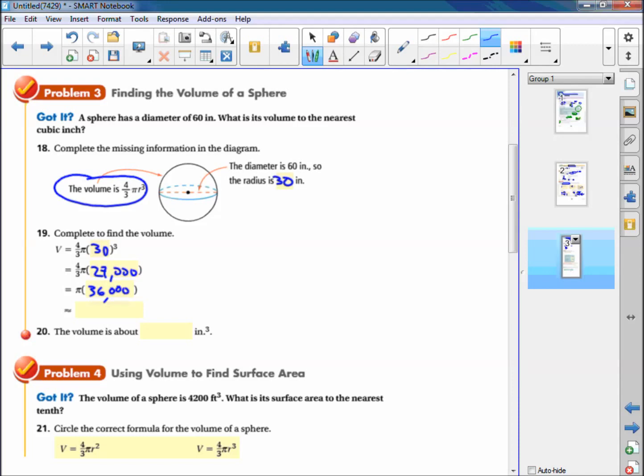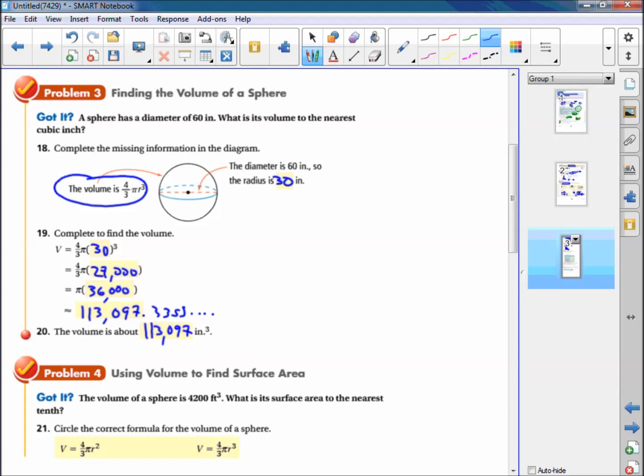And then if we type that on the calculator, we're going to get about 113,097.3355, go on forever. Okay, so the volume is about 113,097 inches cubed.